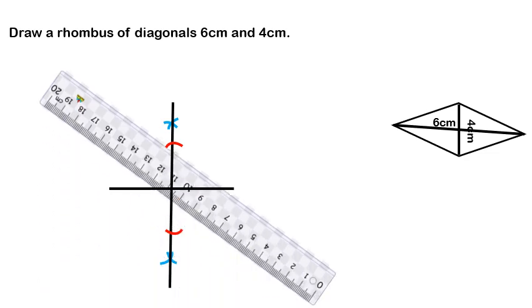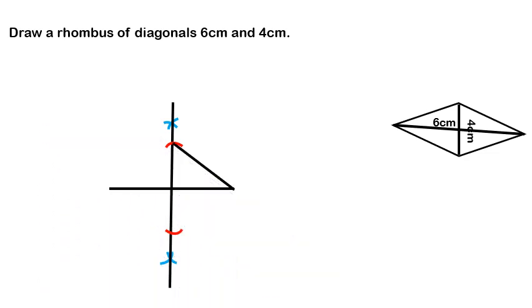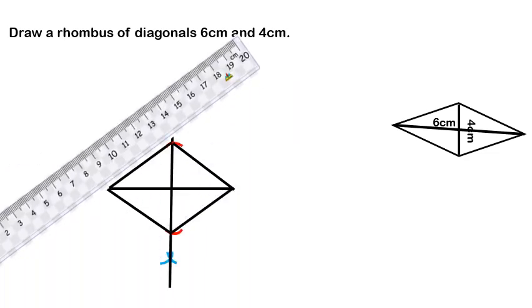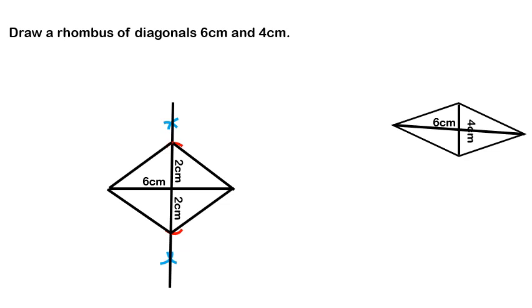Then join these points with the end of the first line. Then we get our rhombus of diagonals 6 cm and 4 cm.